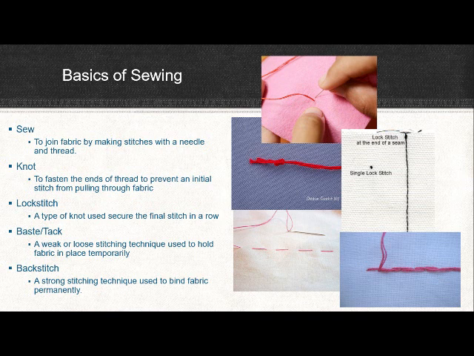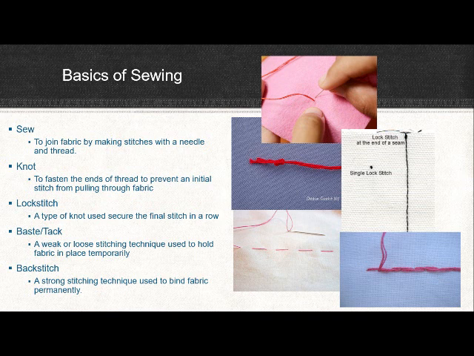We are going to learn three kinds of stitch. First, I'm going to teach you how to baste. This is also known as tacking. I've heard both terms used interchangeably. I use both terms interchangeably. A baste or a tack is a very, very weak and very loose stitching technique that oftentimes you're going to use for a temporary project.